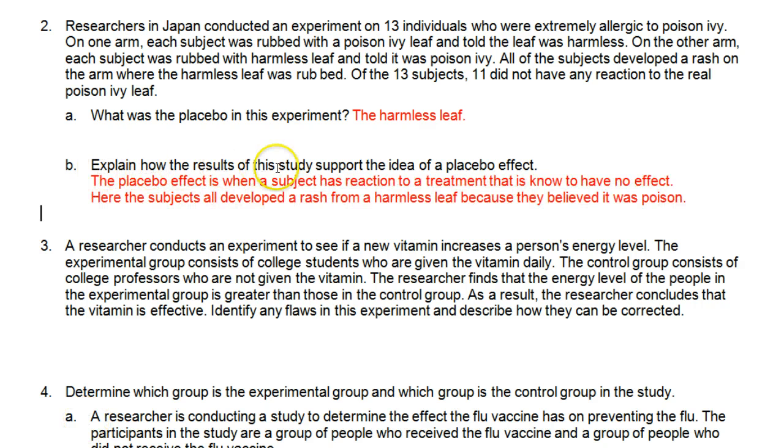To explain how the results of this study support the idea of a placebo effect, well, the placebo effect is when the subject has a reaction to a treatment that is known to have no effect. And in this case, all the subjects developed a rash from a harmless leaf because they believed that it was poison ivy. So that's clear evidence for the placebo effect.